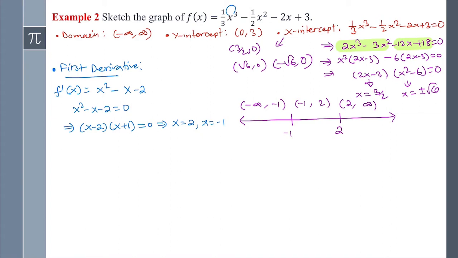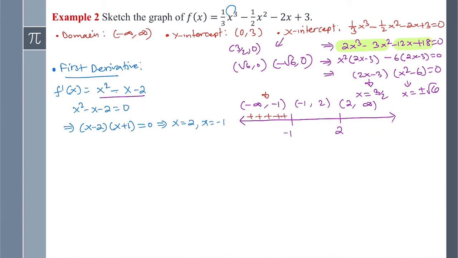So we'll pick a number from each interval, and we'll plug that into our first derivative. So if it is positive, the function is increasing. If it's negative, the function is decreasing. So from the first interval, let's go ahead and pick negative 2. If I put negative 2 here, negative 2 squared is 4 minus negative 2, means 4 plus 2, which is 6, minus 2 is 4. So it's positive here.